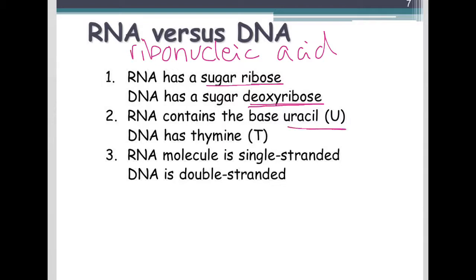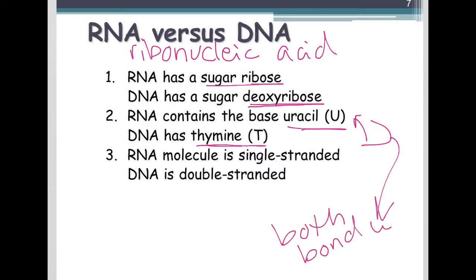RNA contains the base uracil, whereas DNA has thymine. Now, thymine was a pyrimidine, and so is uracil. So they are the same size, and in fact, they both bond with A. So the pairing rules are just a little bit changed, but not that much. And the other really big thing is that RNA is a single-stranded molecule, whereas DNA is double-stranded.